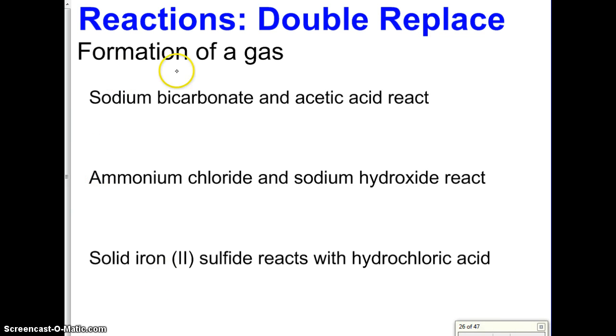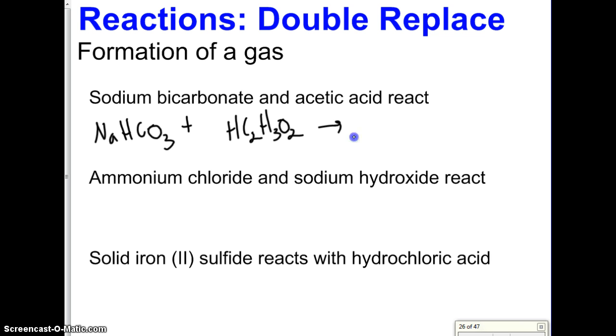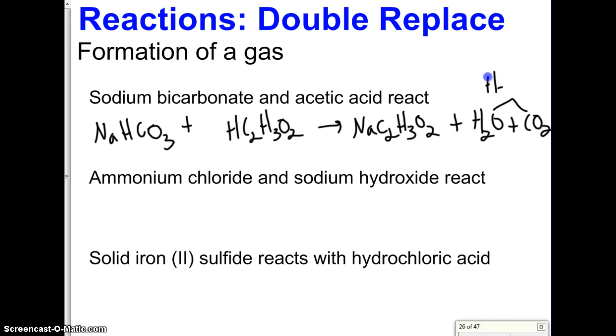Okay, so looking at these, sodium bicarbonate and acetic acid is what we just saw. So just to see it again, sodium bicarbonate, baking soda, plus acetic acid is going to form sodium acetate and water and carbon dioxide, because these 2 are technically H2CO3, but it breaks down instantaneously. So seeing these 3 products can be a little bit confusing, or a little bit weird.